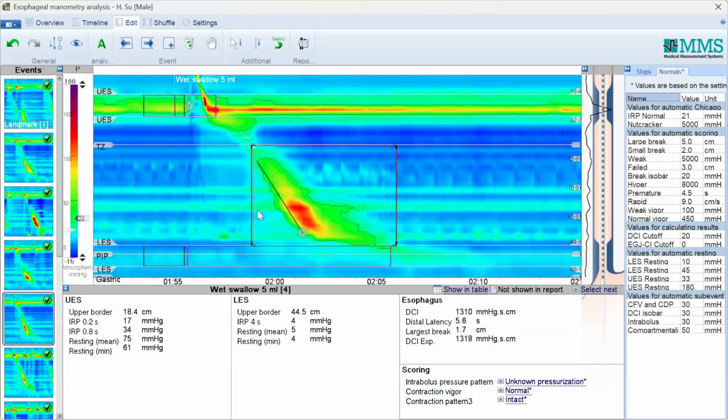Actually, all the diagnoses in the manometry will be based on these three: IRP, DCI, and distal latency. And to be honest with you, IRP is the most important, because based on IRP I have to categorize the achalasia. Once I say that it is achalasia, that means we have to refer the patient to a procedure.